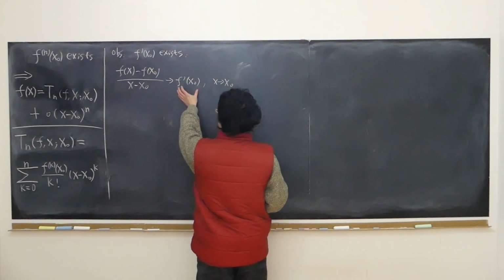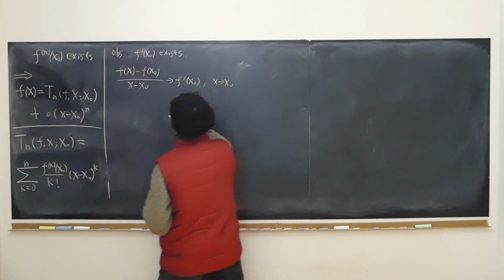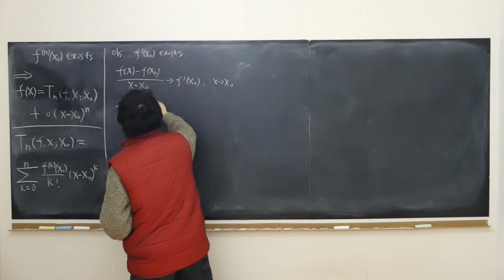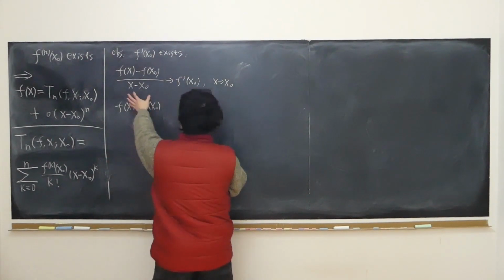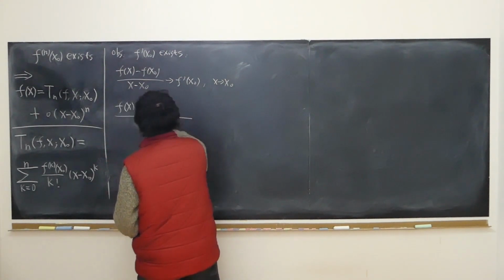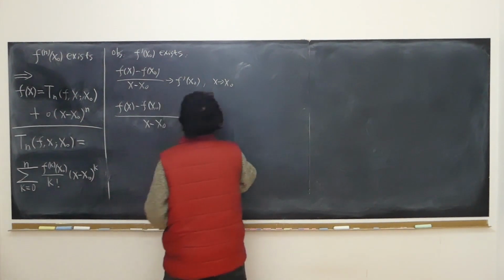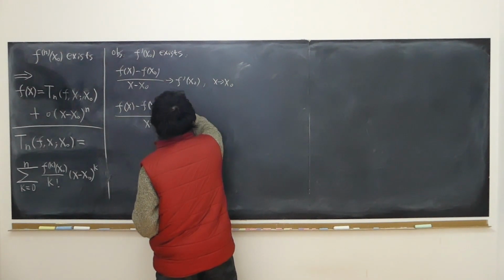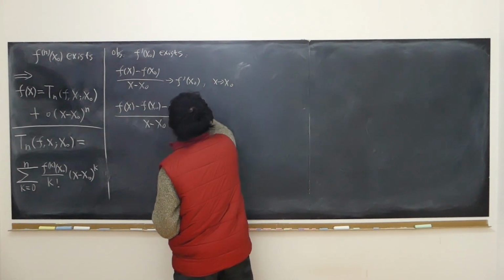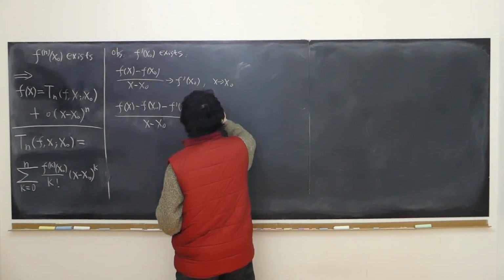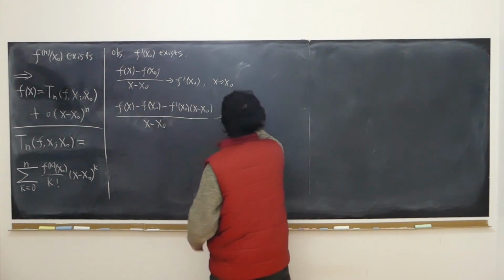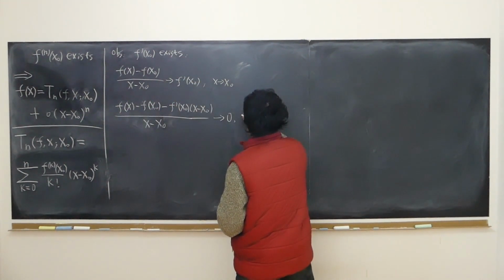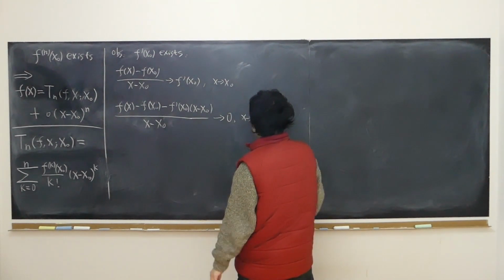Now, if we just move this term to the other side, to the left hand, we have f of x minus f of x naught, with common denominator x minus x naught, minus this, so this times the denominator, so minus f dash of x naught times x minus x naught, approaches 0, because I've already moved this term to the other side. So this becomes 0 as x approaches x naught.